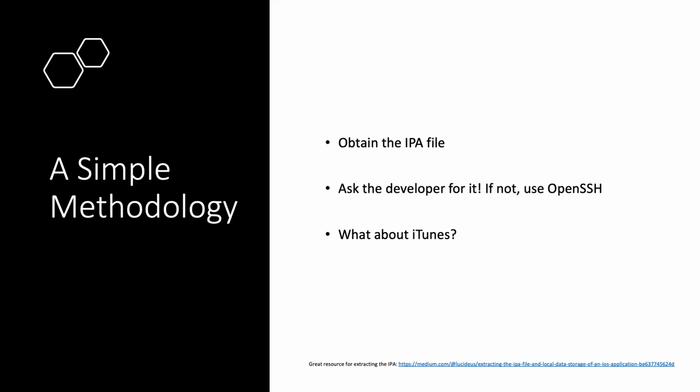So if the developer doesn't give it to you during scoping, or if there's not an easy way for you to obtain that, you can get it manually, but it is a little bit more work. And I provided a little link down at the bottom of the slide.